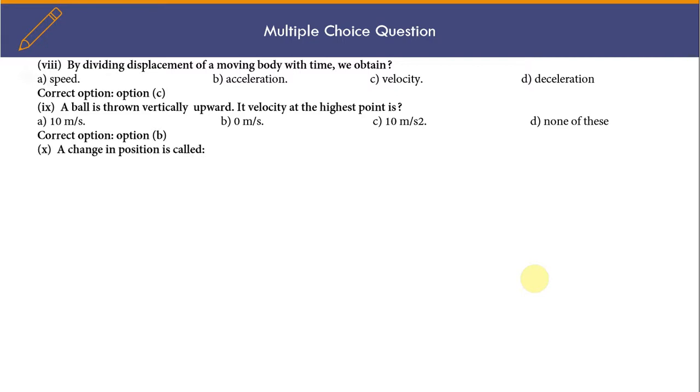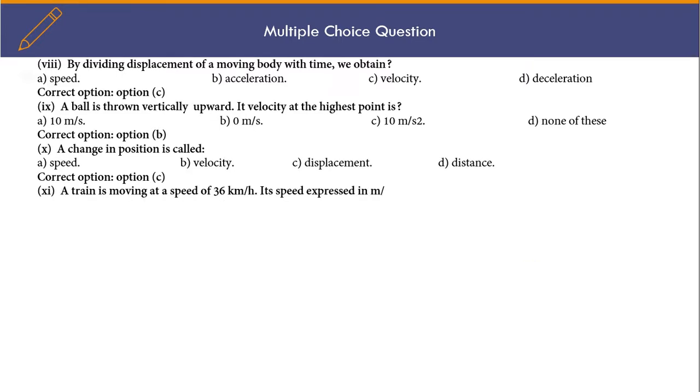Number 10. A change in position is called A. Speed, B. Velocity, C. Displacement, or D. Distance. So the correct option is option C. Displacement. 11. A train is moving at a speed of 36 km per hour. Its speed expressed in meter per second is option A 10 meter per second, B 20 meter per second, C 25 meter per second, or D 30 meter per second. So the correct option is option A. For this we multiply 36 by 1000 and divide it by 3600, we get 10 meter per second.